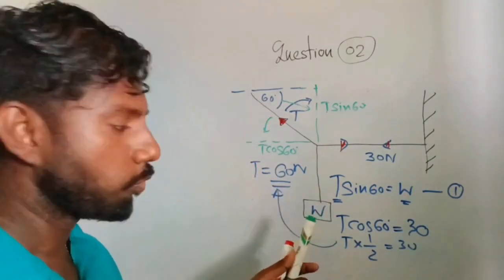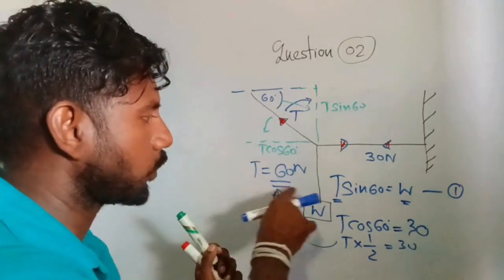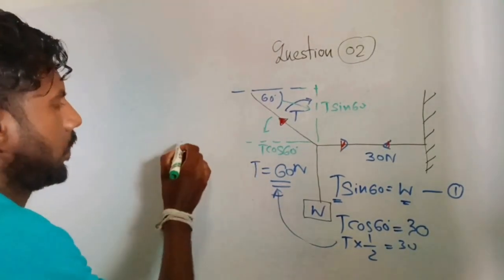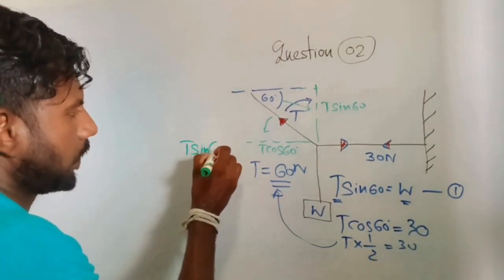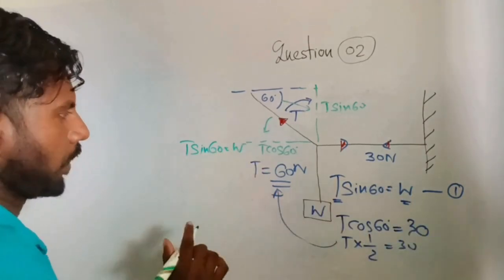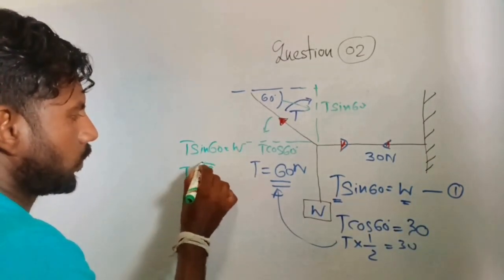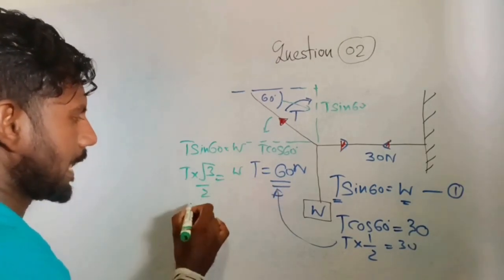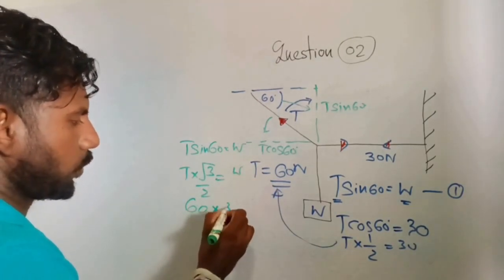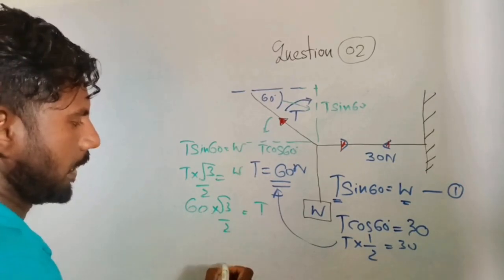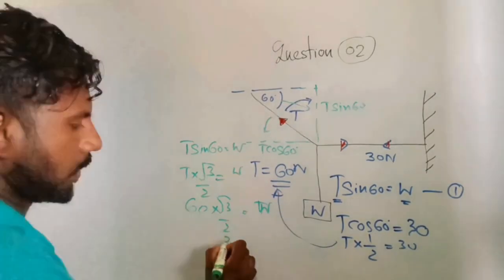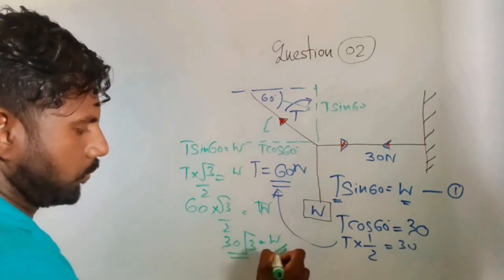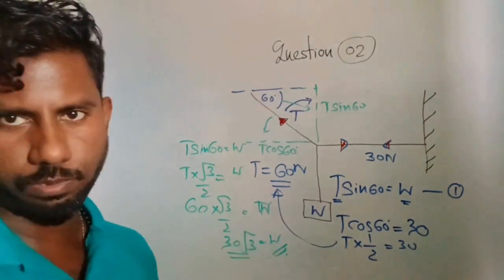They're asking us to find the value of W. Now we know the tension, so let's substitute it here. T sin 60 is equal to W. T sin 60, with sin 60 being root 3 over 2, equals W. We found T is 60, so 60 into root 3 over 2 is W. So it's 30 root 3, that is W. So we have the two answers.